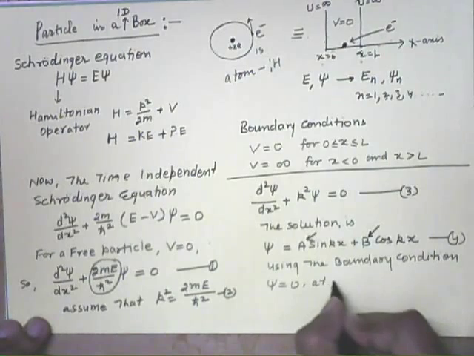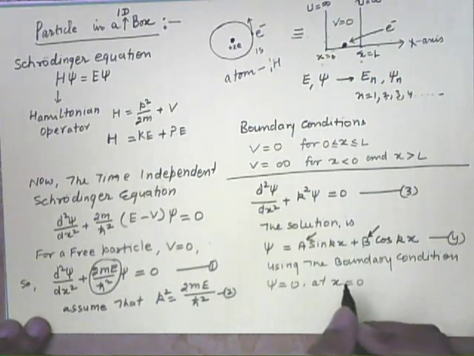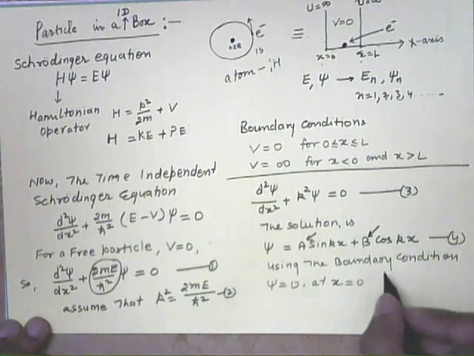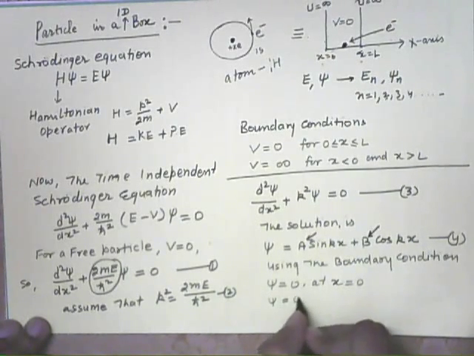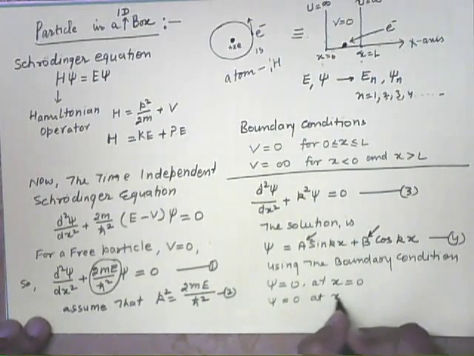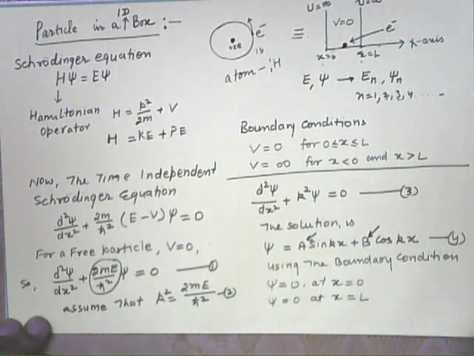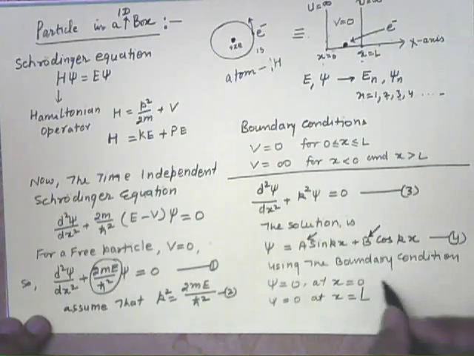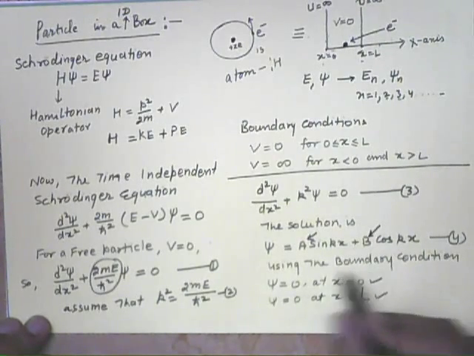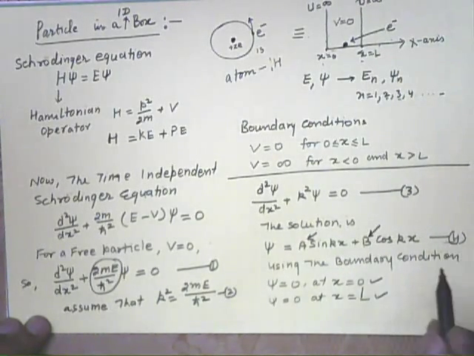So using the boundary conditions, psi is equal to 0 at x is equal to 0, and also psi is equal to 0 at x is equal to L. So these are the boundary conditions. Now we have to apply them one by one into equation number 4. This is our equation number 4, so we apply these boundary conditions here.